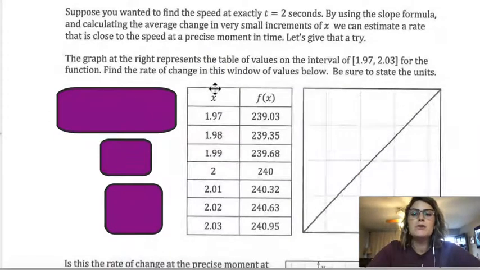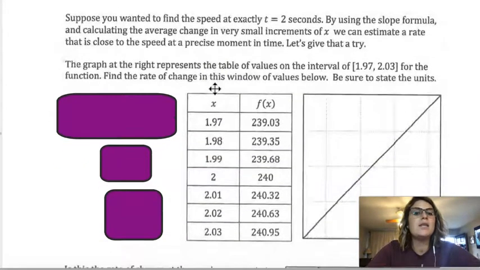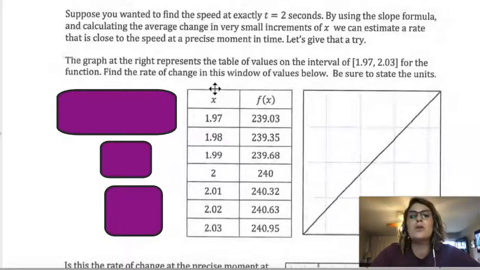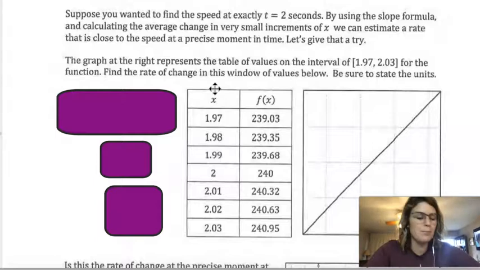Alright, it says, suppose you wanted to find the speed at exactly t equals 2 seconds by using the slope formula and calculating the average change in very small increments of x. We can estimate a rate that is close to the speed at a precise moment in time. Let's give it a try.